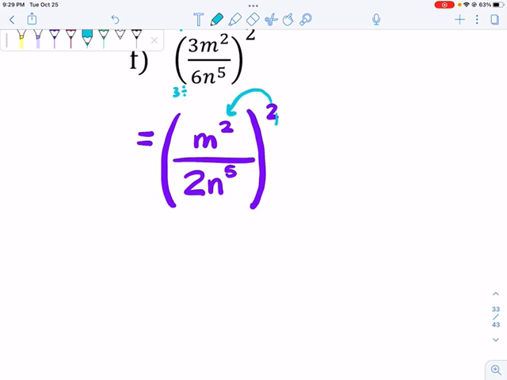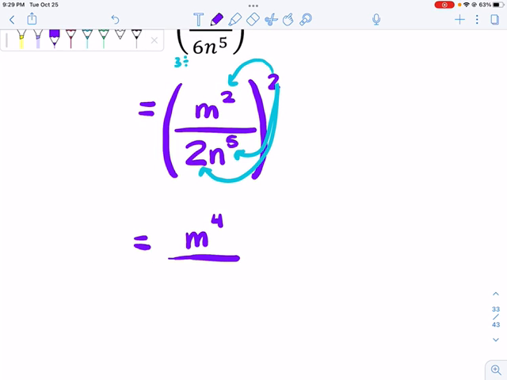Remember, that exponent gets distributed to every single value within my bracket here. So it gets distributed to that m squared in the numerator. And m squared taken to the power of 2, that power of a power law, means I multiply those exponents. So I get m to the power of 4. Now in my denominator, that 2 also gets that squared. Just because it's a coefficient doesn't mean it doesn't get to enjoy that exponent. So I get that 2 squared, and then n to the power of 5 also gets raised to the power of 2, and I multiply those exponents. 5 times 2 is 10.